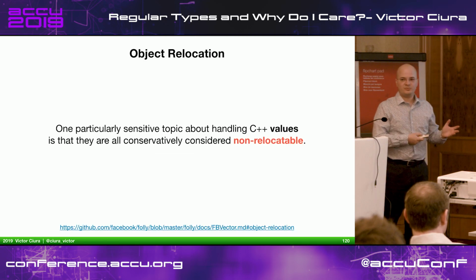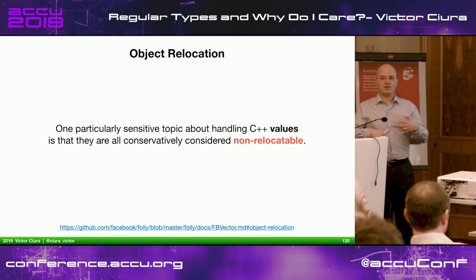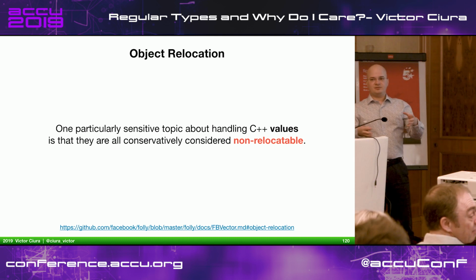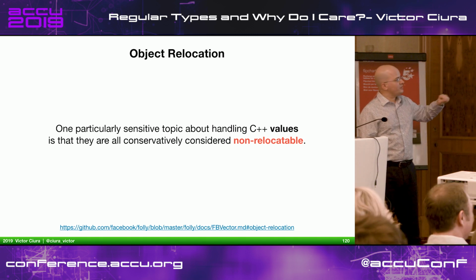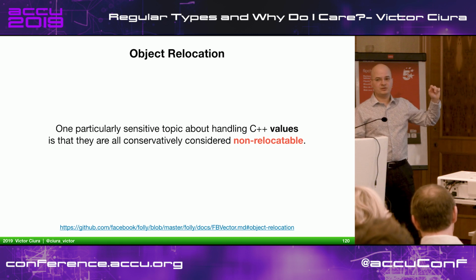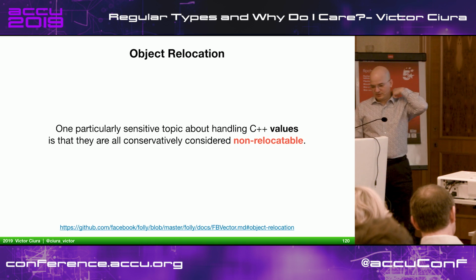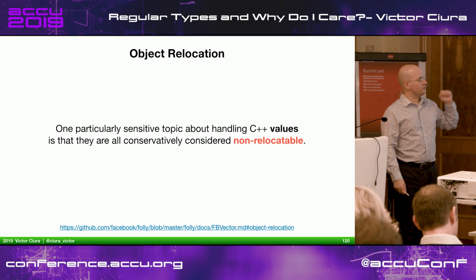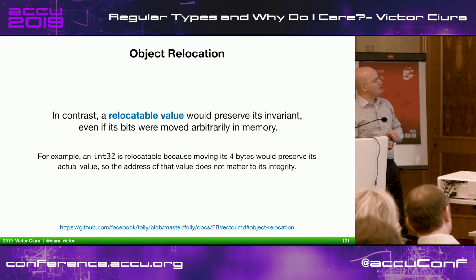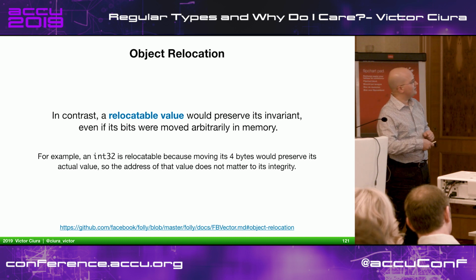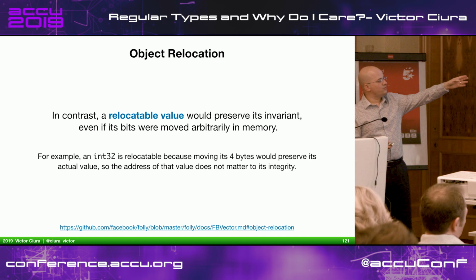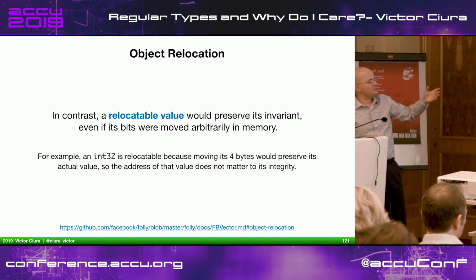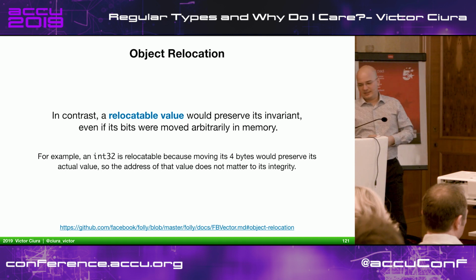So an interesting topic related to this would be object relocation. Remember how we defined objects as being values represented in computer memory. Again, not object as in OOP. One particularly sensitive topic about handling C++ values is that they are considered non-relocatable in memory. Again, I'll point you to very interesting articles from Arthur O'Dwyer on this subject. In contrast, a relocatable value would preserve its invariant even if its bits were moved arbitrarily in memory. For example, an int32 is relocatable because moving its 4 bytes would preserve its actual value. So the address of that value does not matter to its integrity. It's easy to understand, moving an integer. We cannot always say that about every object that we define.